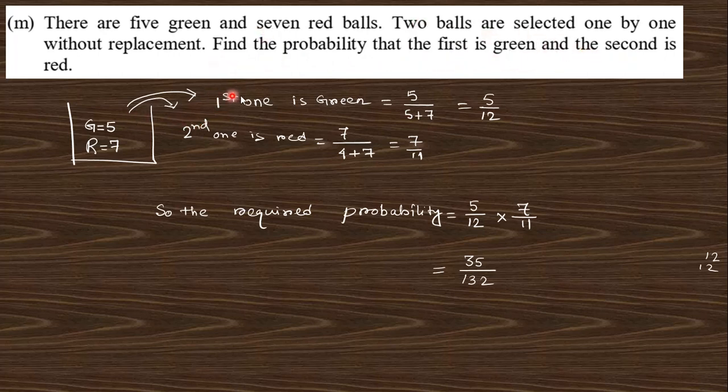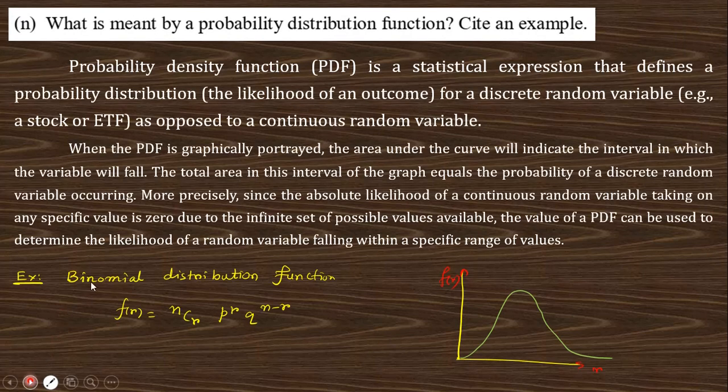So, for the first being green, the probability will be 5 by 5 plus 7, that is 5 by 12, and when we take out the second one, then one green is reduced. So, the red is 7 and the rest is 4 plus 7, that is 7 by 11. So, the required probability will be the product of these two, that is 35 by 132. Go to the next one.